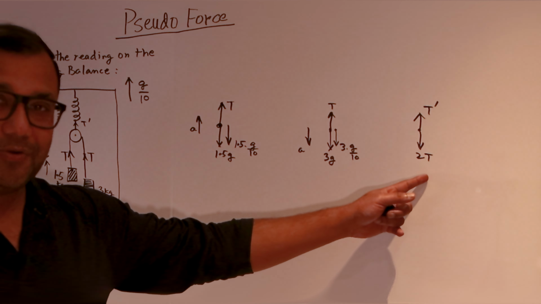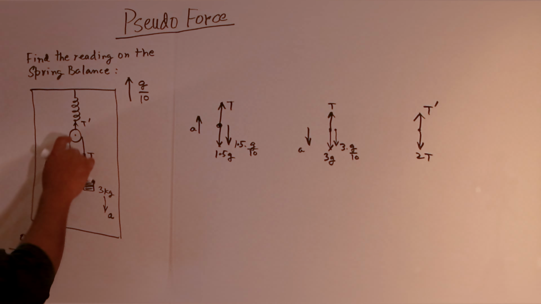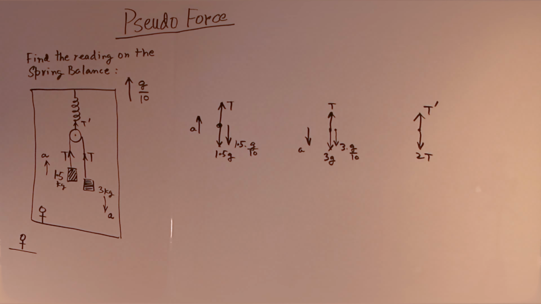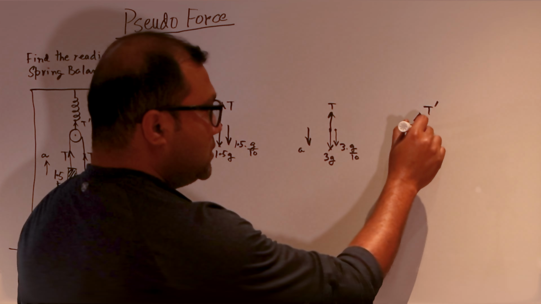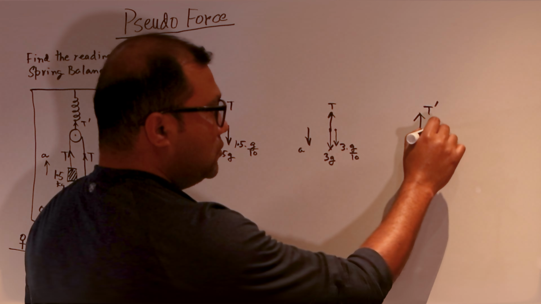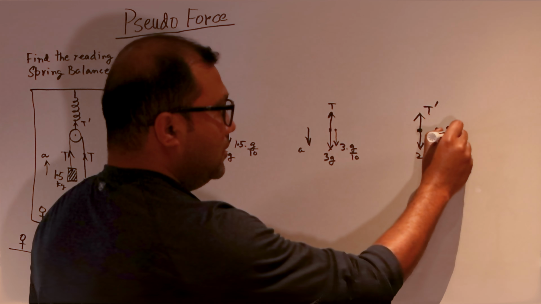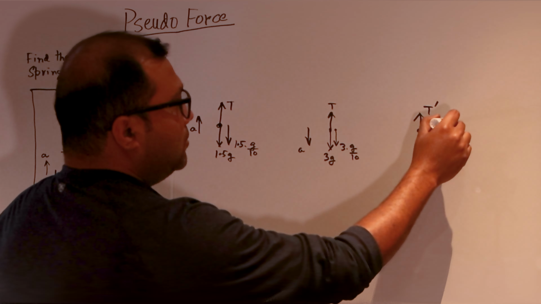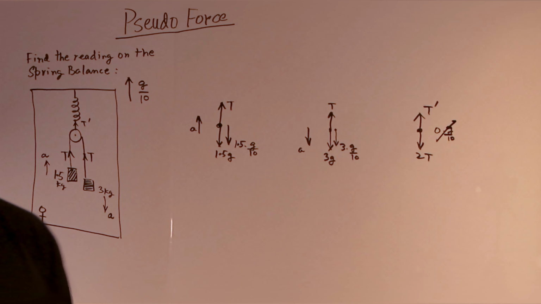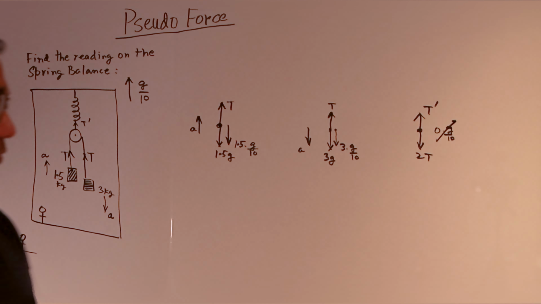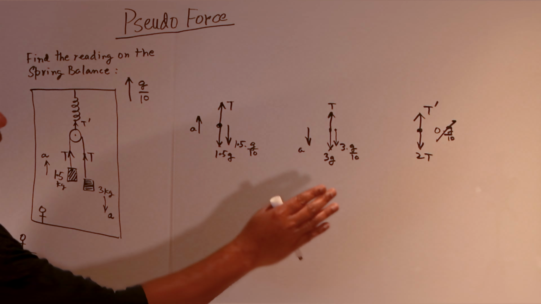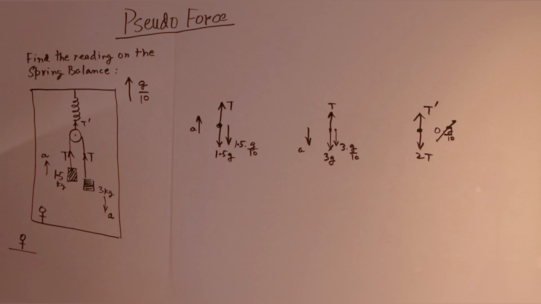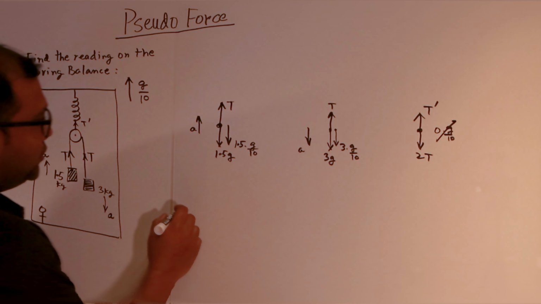Should we introduce a pseudo force here? Absolutely yes, because this is also in the non-inertial frame. But what will be the magnitude of the pseudo force? Because it's a massless pulley, it has no mass, times g by 10 in the downward direction. So because it's a massless pulley, we can just eliminate the pseudo force there. We don't need to write it. Now that we have the free body diagram of all the 3, let's apply Newton's laws of motion and write down the equations.